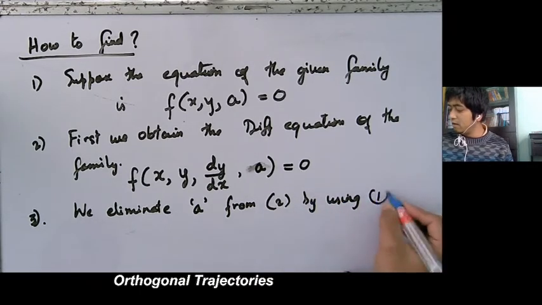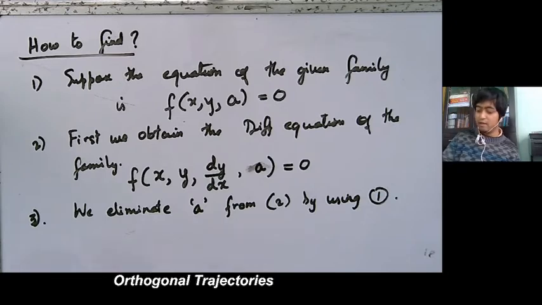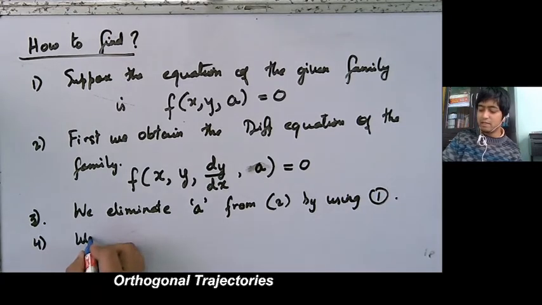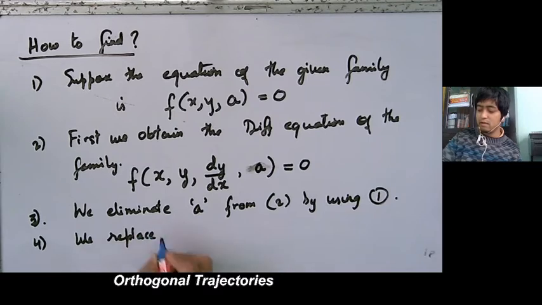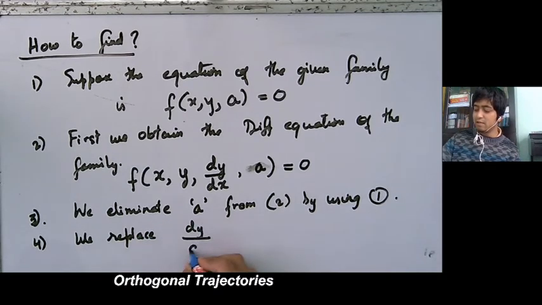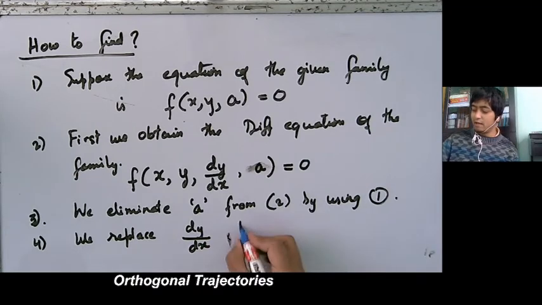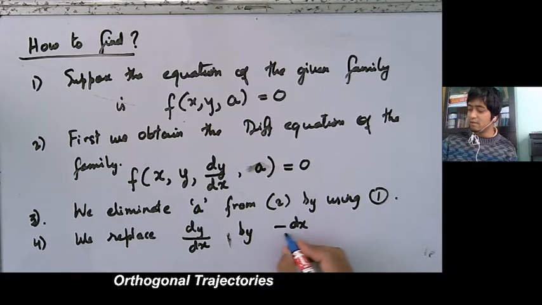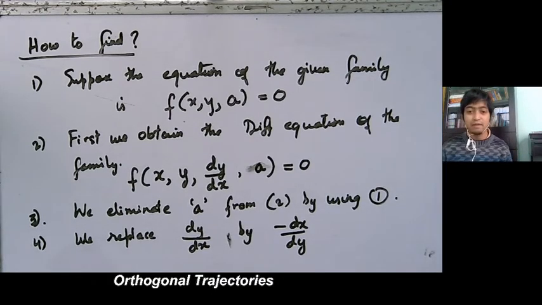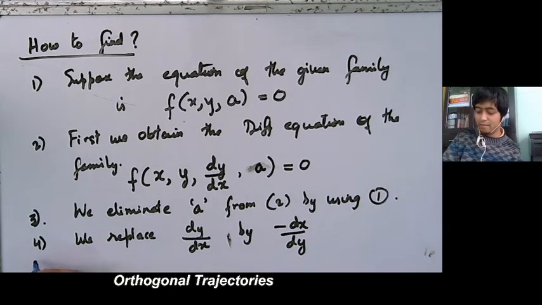Okay, after eliminating, we replace dy/dx, replace the slope of the first curve by the slope of the second curve, which is minus dx/dy. After this is done, then we solve it as a differential equation. Number 5, solve it.